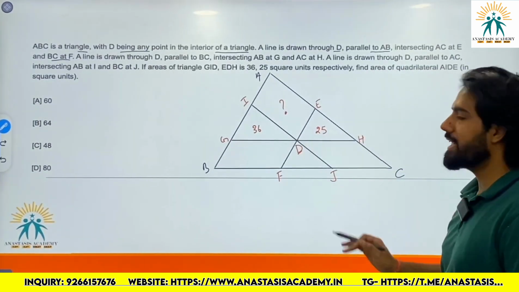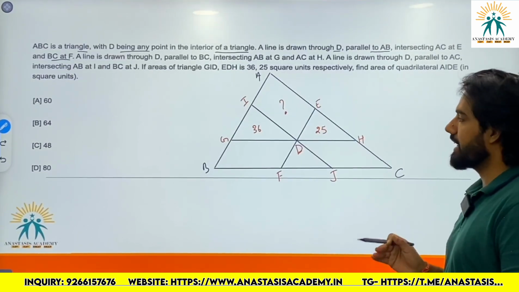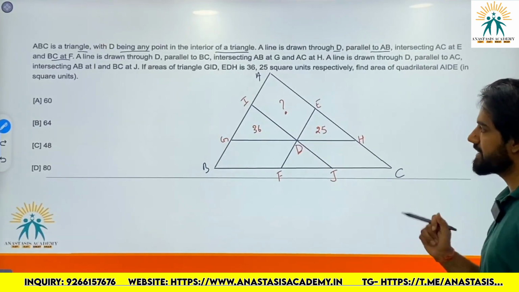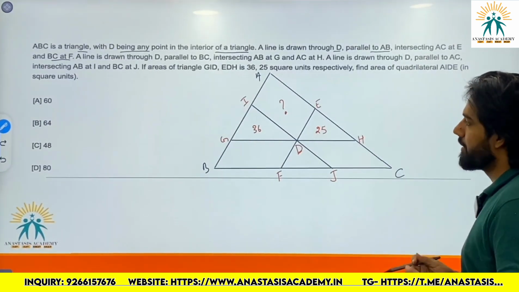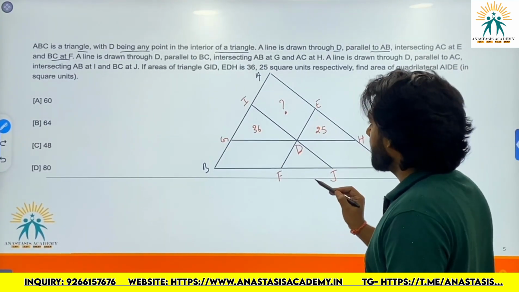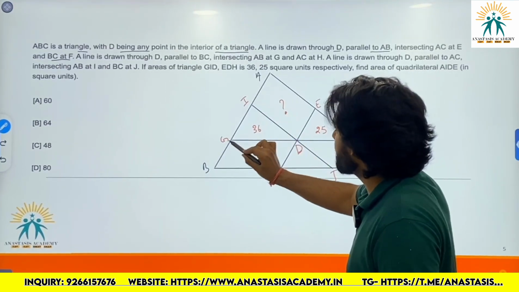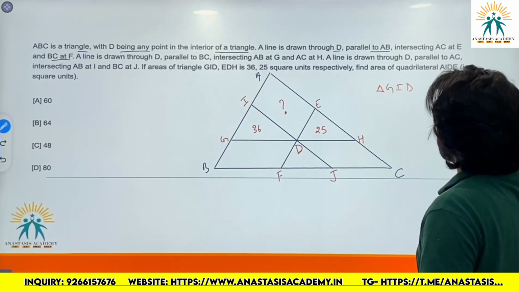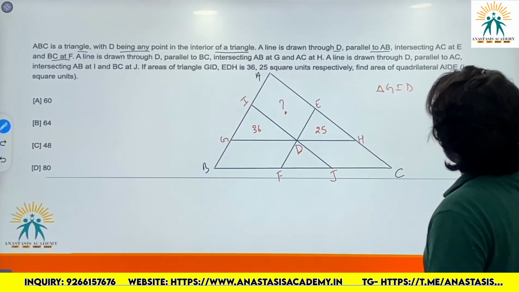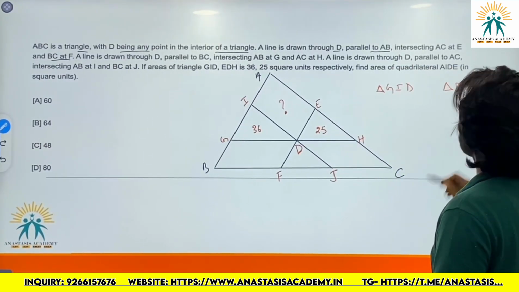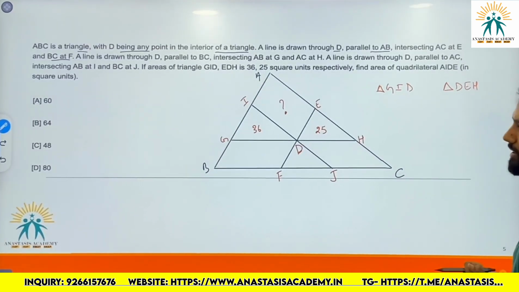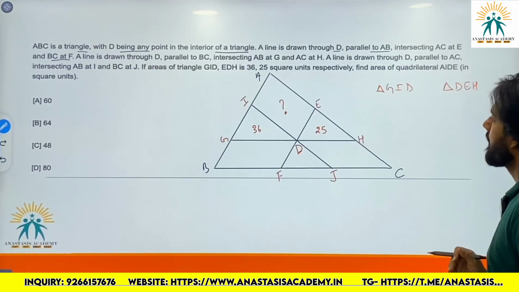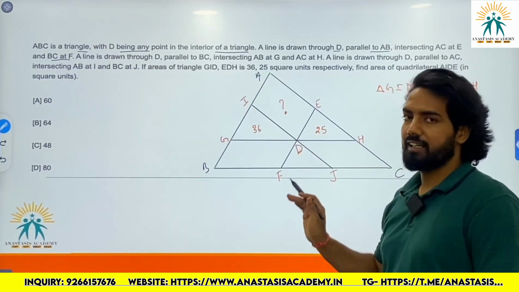Now, there are so many parallel lines. So, first thought is about similarity, because there are so many smaller triangles in this bigger triangle. So, let's just talk about these two triangles, triangle GID and triangle DEH. I am talking about these two triangles because the information of the area of these two triangles is given to me. Now, the area of this triangle is 36.